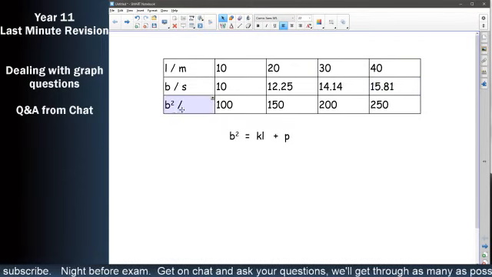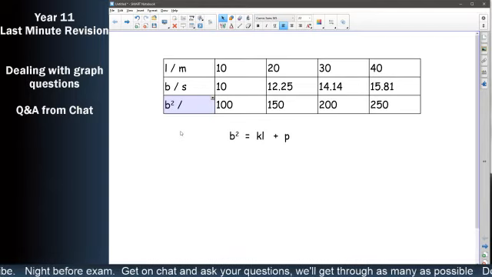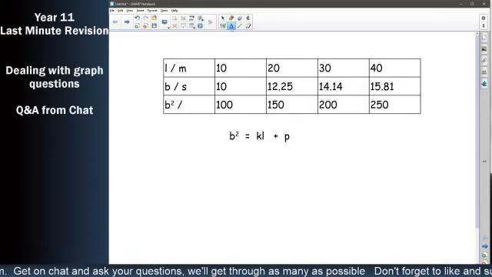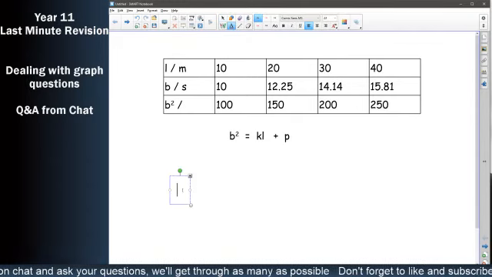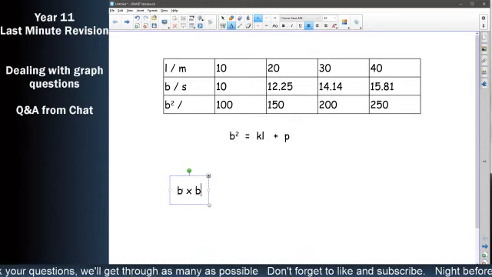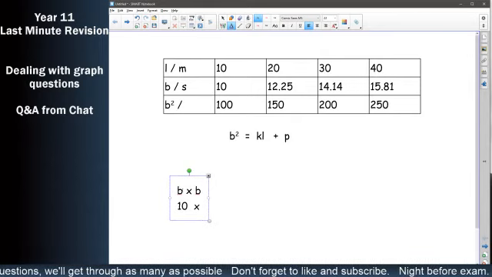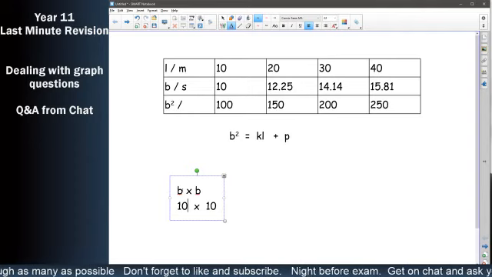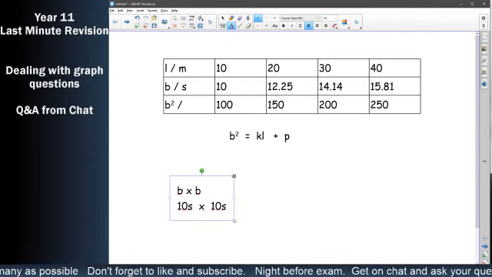Now this next bit will ask you what's the unit for B squared, and that's kind of curious. So we'll take you through the process here. B squared, mathematically speaking, is B multiplied by B. So for the first one, it's going to be 10 multiplied by 10. But not really, because B is measured in seconds. So it's not 10 times 10, it's 10 seconds times 10 seconds.